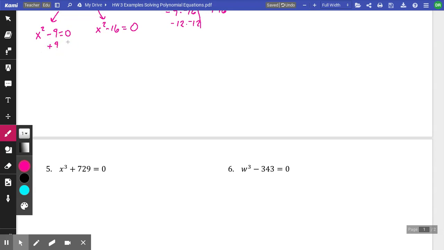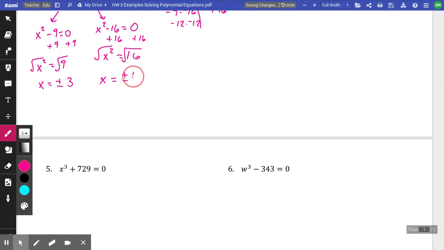Okay, so let's solve this. Adding 9 and adding 9, and we get x squared equals 9. And then when we take the square root, we're remembering x squared gives us 2 solutions. We represent that with plus or minus, and we get 3. The other is x squared minus 16, so we'll add 16 on each side, and then we get x squared equals 16. Just like before, we evaluate the square root. We recognize x squared should give us 2 solutions, so we put plus or minus down.